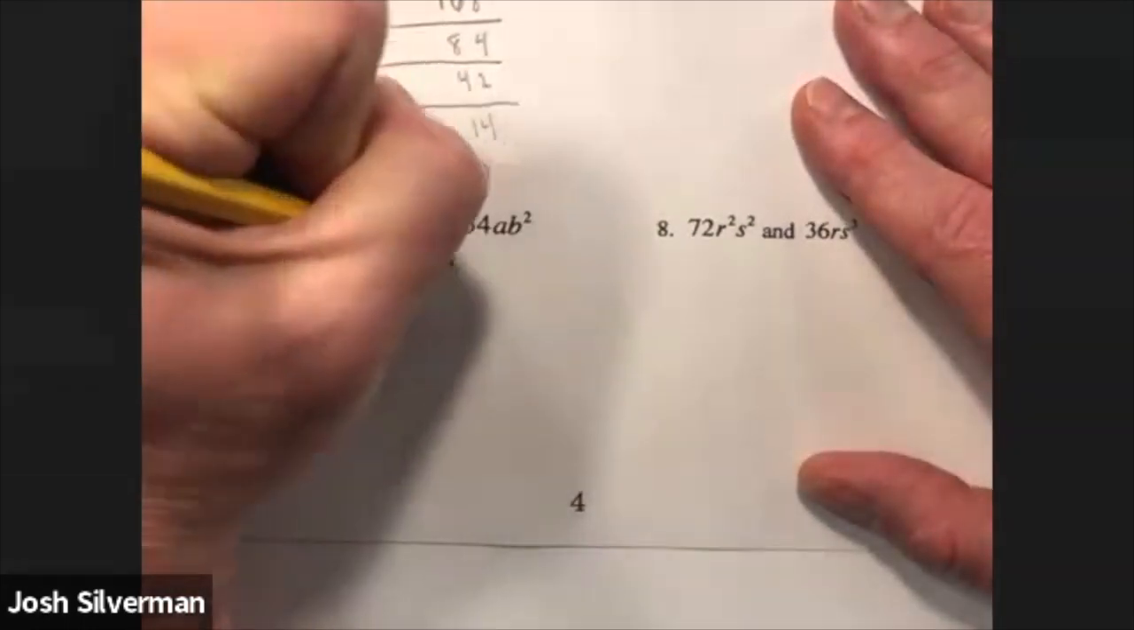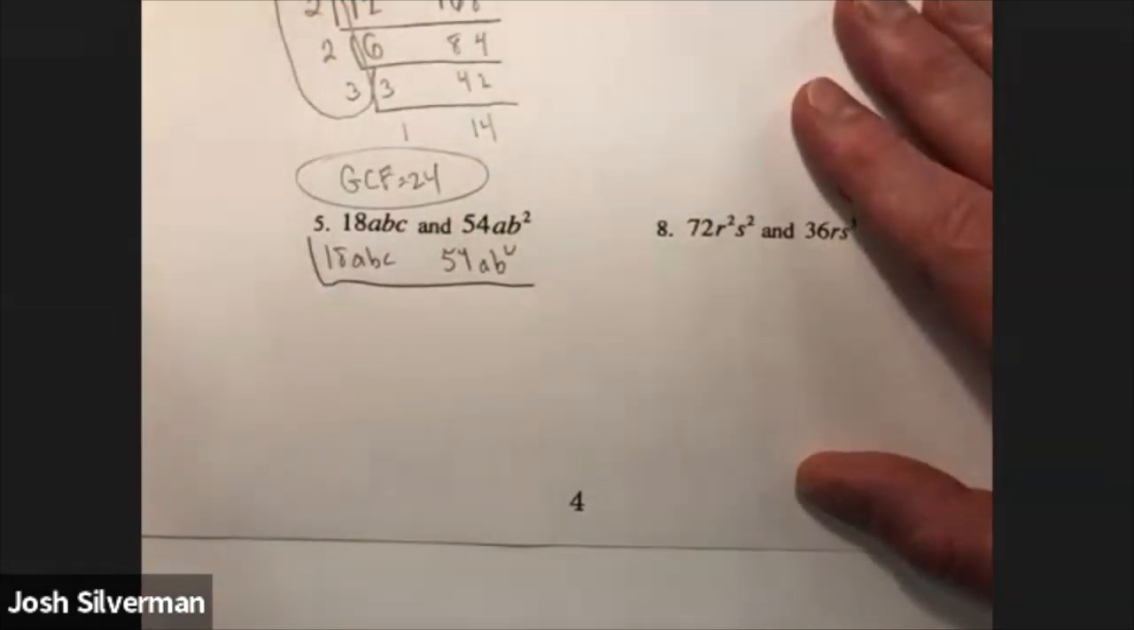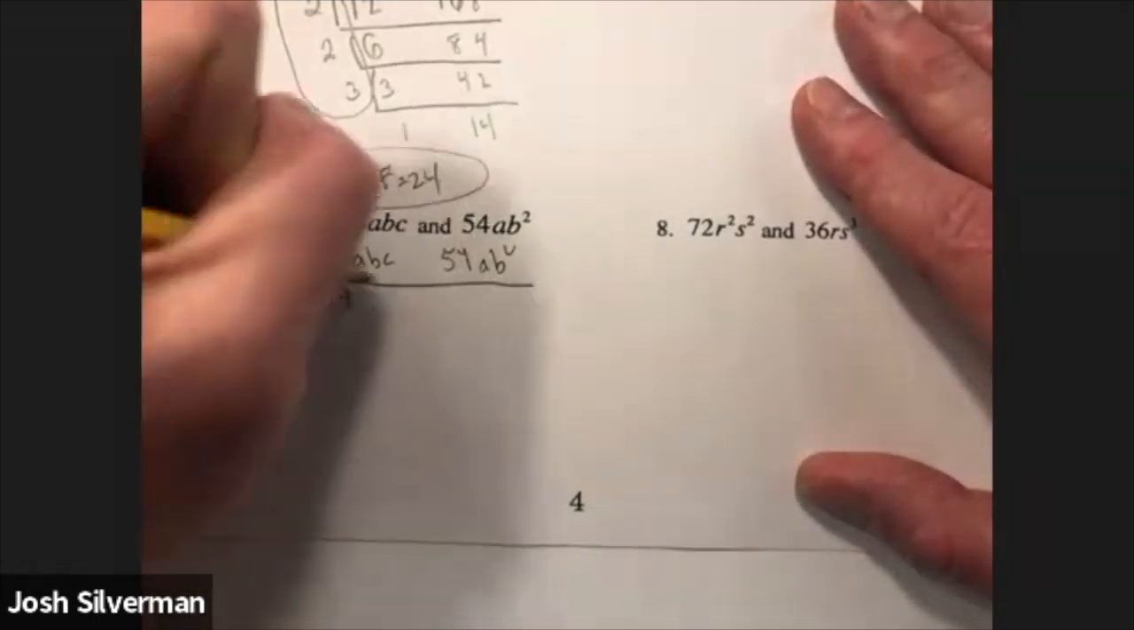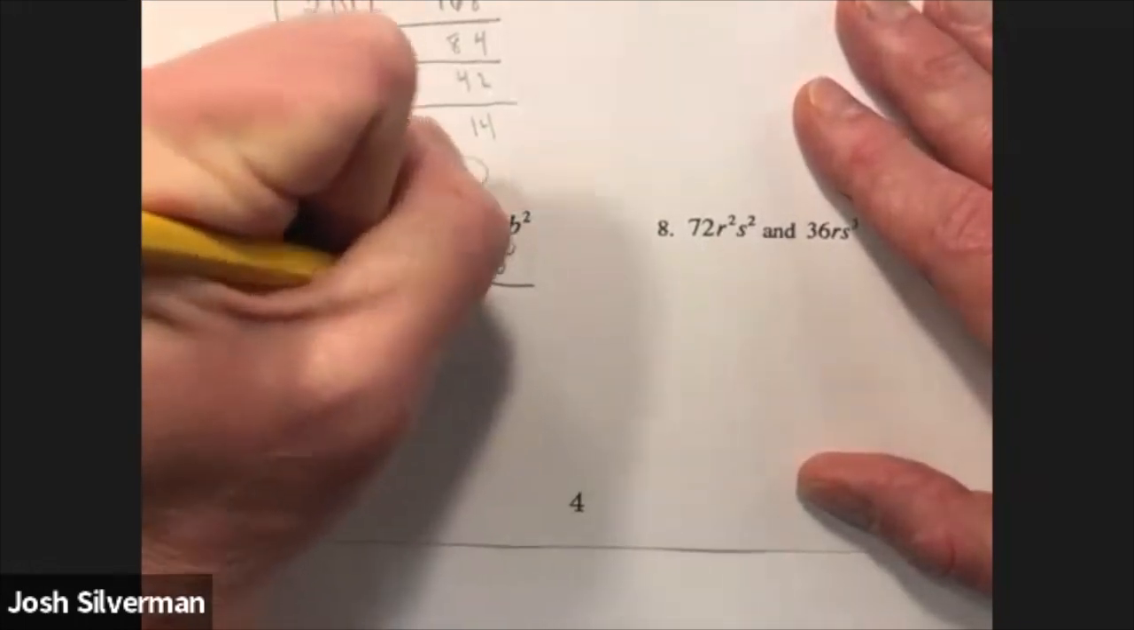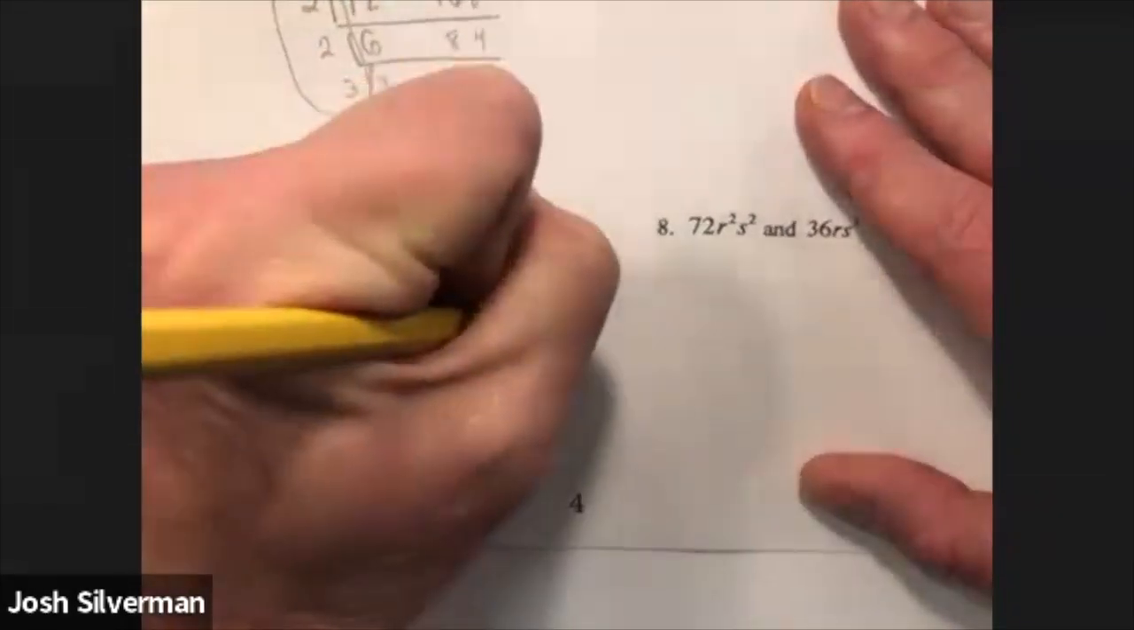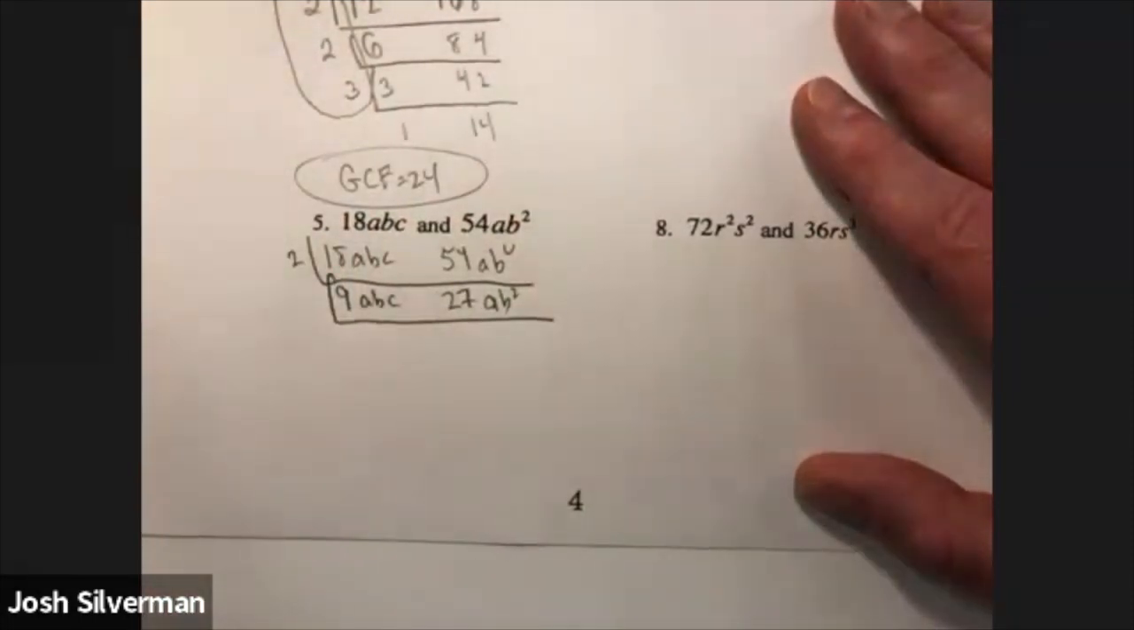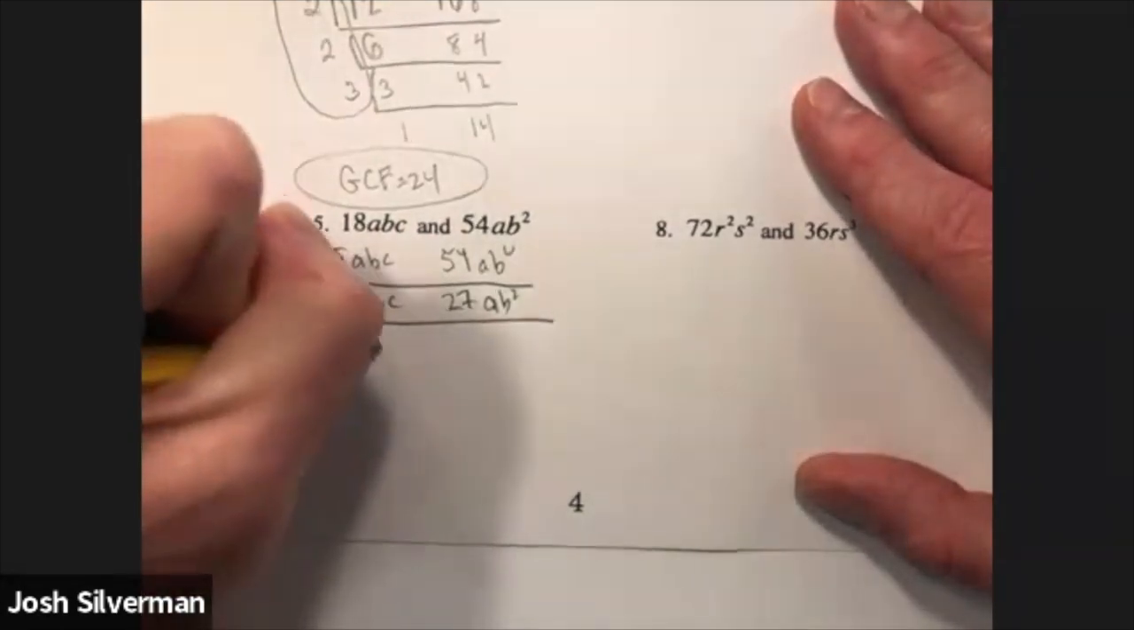Okay, now we get into a slightly higher level. Definitely a higher level. Now we're going to be doing GCF with variable expressions. Start off exactly the same way. Just worry about those numbers in front. 18 and 54. What can both of those be divided by? They can both be divided by 2. 9 and 27. You know what? Both of those could be divided by 9. Let's just cut to the chase. Take out a 9. What does that leave behind?